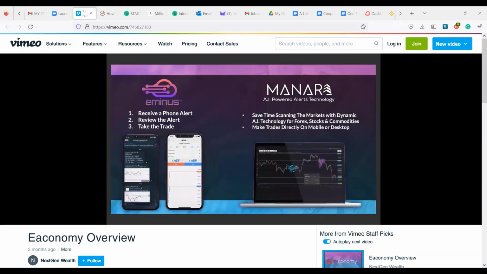The next product we have is Monero, which is AI-powered technology, which scans the market for you in FX, stocks, and commodities. And they've got various strategies such as harmonic scanners, et cetera, which are very accurate and give you a great analysis into the market and save you a lot of time.